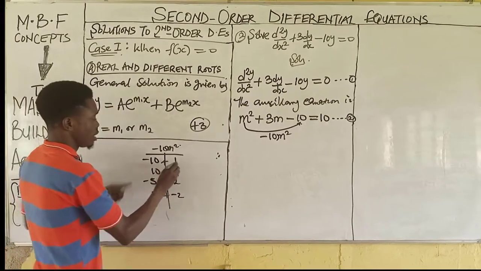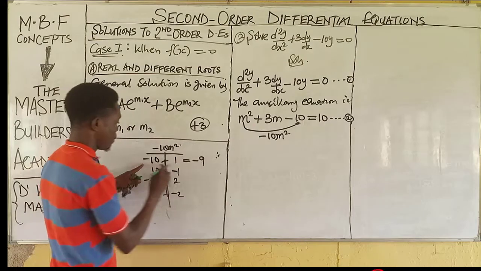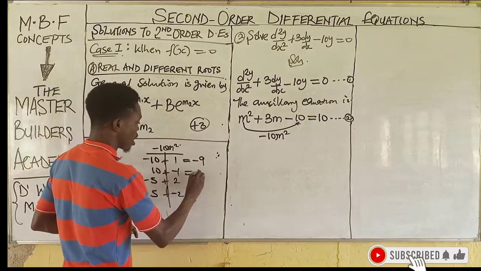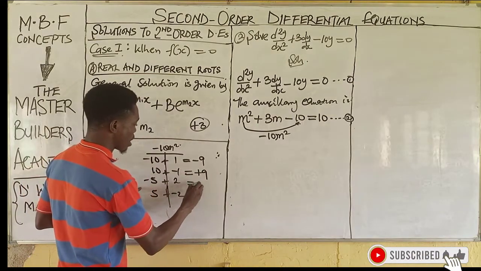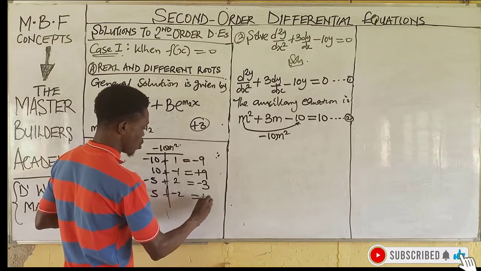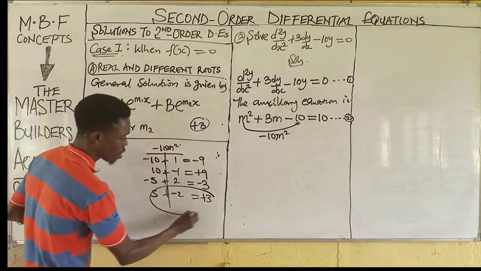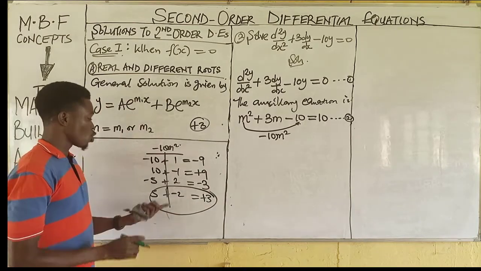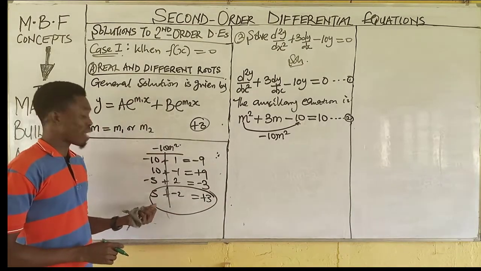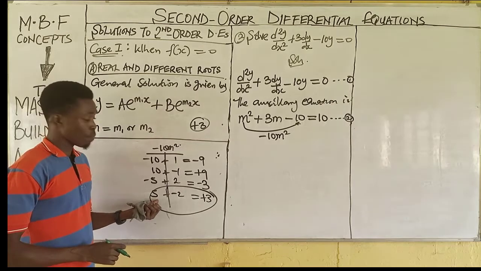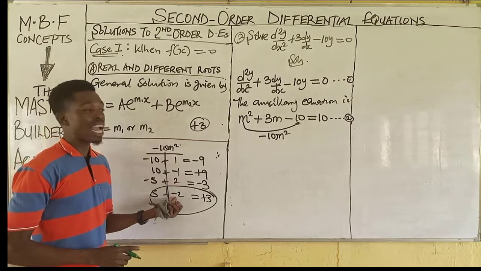This one will give us minus 9, minus 10 plus 1. This one will give us plus 9. This one will give us minus 3, and this one will give us plus 3. And in this equation, the middle term is plus 3. So we will go with the last one, where we have positive 5m and negative 2m.